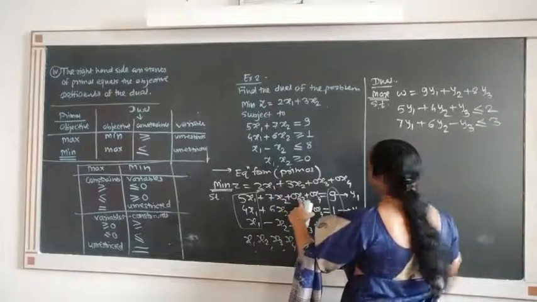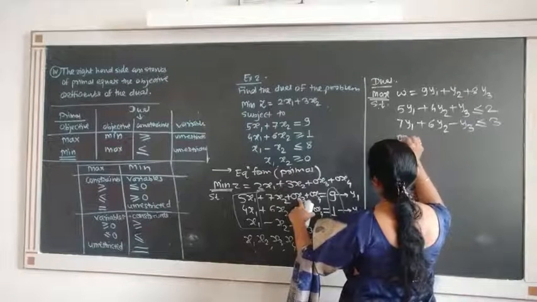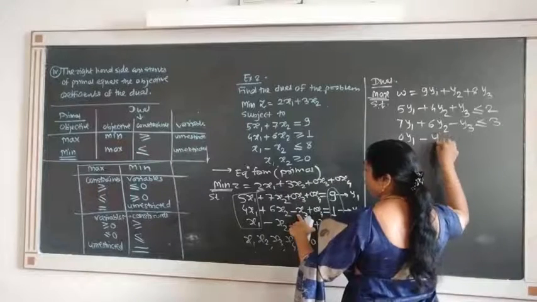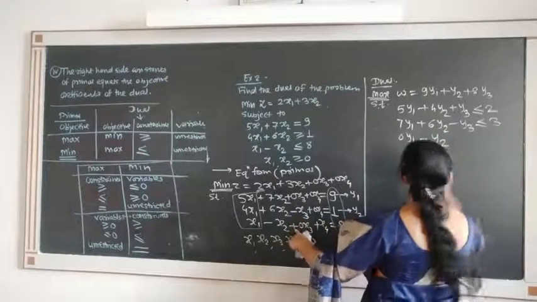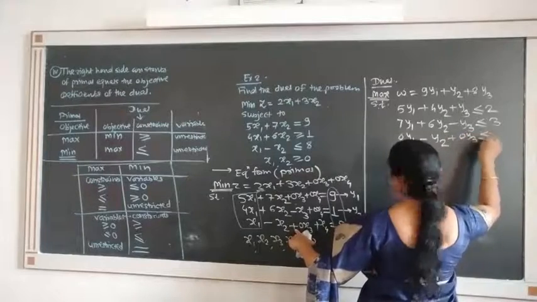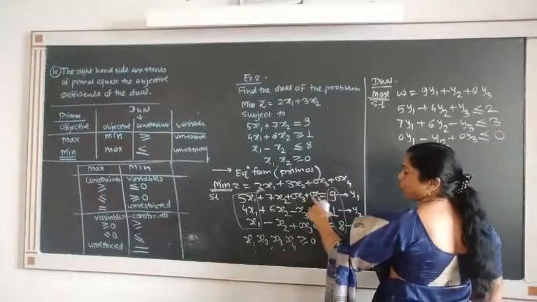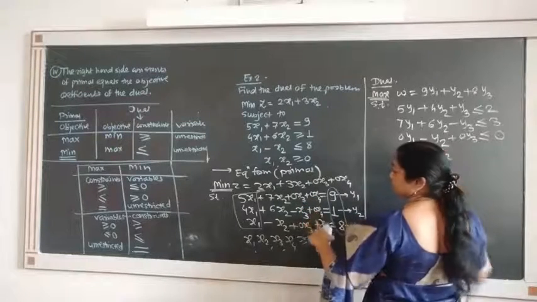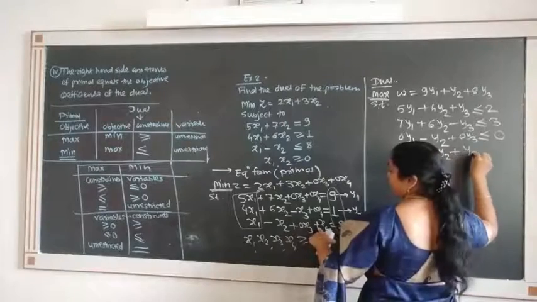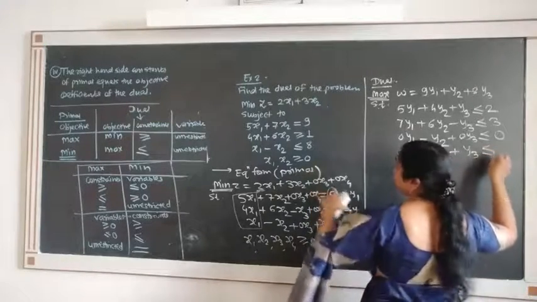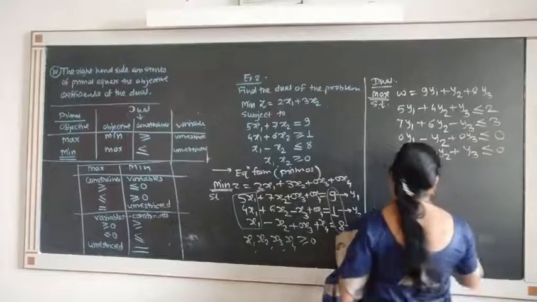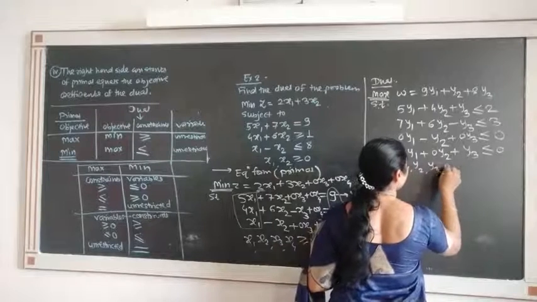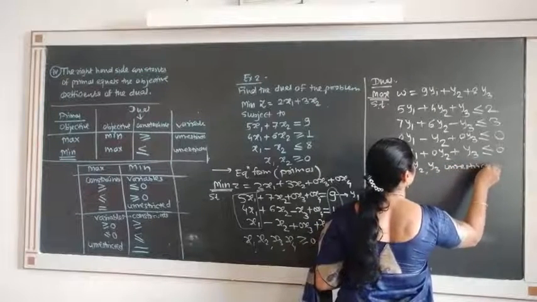See the third. 0y1 minus y2 plus 0y3 less than or equal to 0. And fourth, 0y1 plus 0y2 plus y3 less than or equal to 0. And y1, y2, y3 unrestricted.